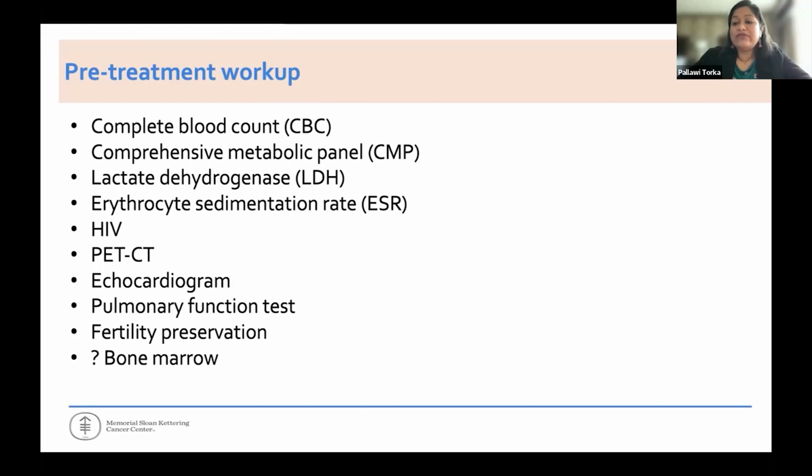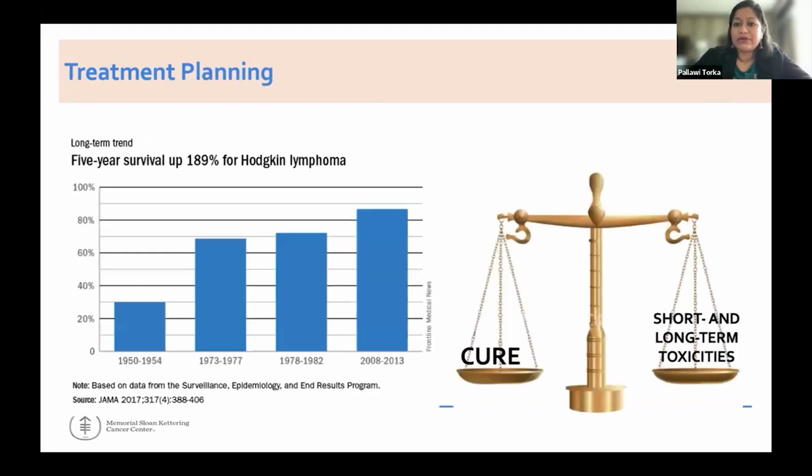I reserve it now for very unique cases where a patient has PET positivity in the marrow, but it could be inflammatory. It's a young woman with iron deficiency anemia, and I can't really tell whether the SUV is elevated because of that, or actually presence of Hodgkin lymphoma in the marrow.